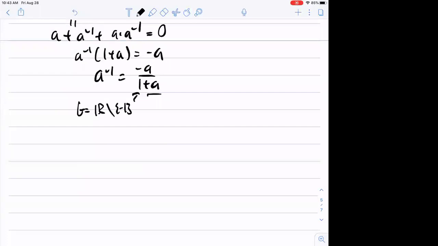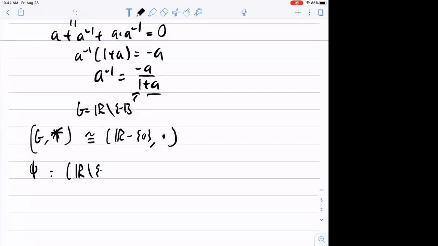Okay. So now they want us to show G under this operation, let's call it star, is isomorphic to R without 0 under multiplication. They don't tell you the map, but hopefully you all know the map. So again, I need a map phi from G under star to R without 0 under multiplication.